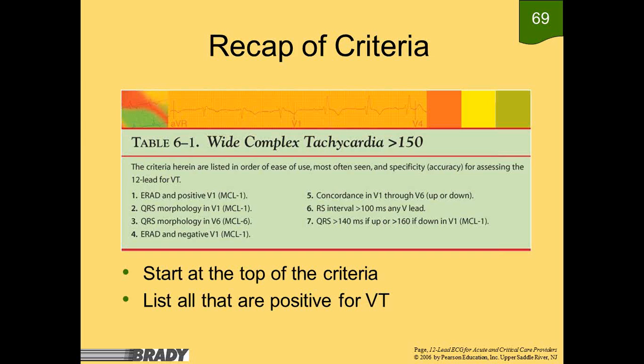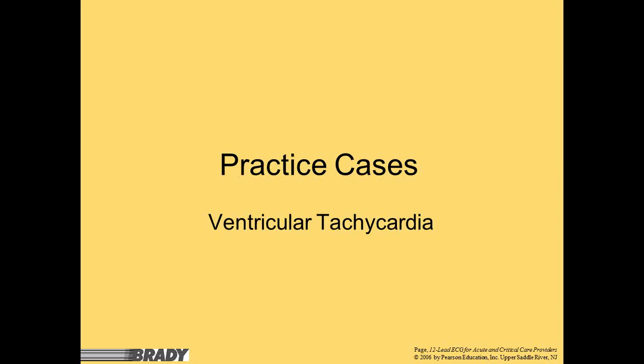We're going to look at V1 through V6. Are they all the same? Are they all up or are they all down? Then we're going to look at our RS interval if we have time to be that detailed. And if it's greater than 100 milliseconds in any V lead, that's VTach. And then we're going to look at our QRS. If it's greater than 140 milliseconds or 0.14 seconds if it's up, or greater than 160 if it's down in V1, then that will be VTach. So lots and lots of things to think about there.